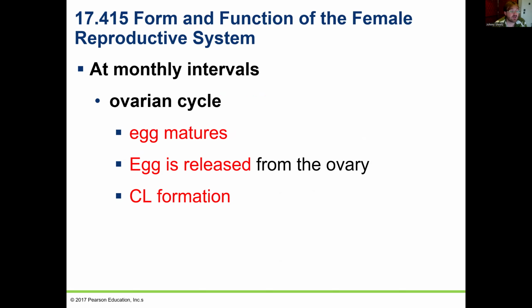So at monthly intervals, the egg matures. The egg is going to be released from the ovary, and then we're going to have the corpus luteum forming.